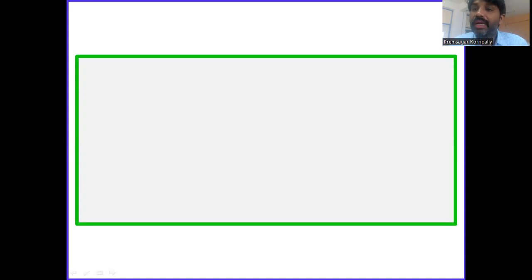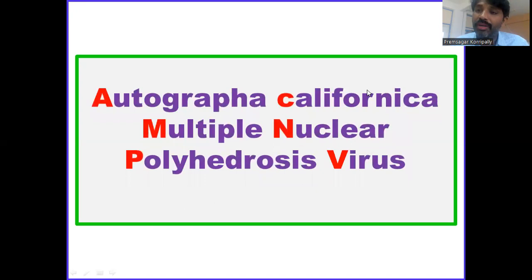Today we will discuss a virus that has been used as a cloning and expression vector, as well as a biopesticide. That is none other than Autographa californica multiple nuclear polyhedrosis virus. Total six words, the biggest name: Autographa californica multiple nuclear polyhedrosis virus. Today we will talk about this virus.